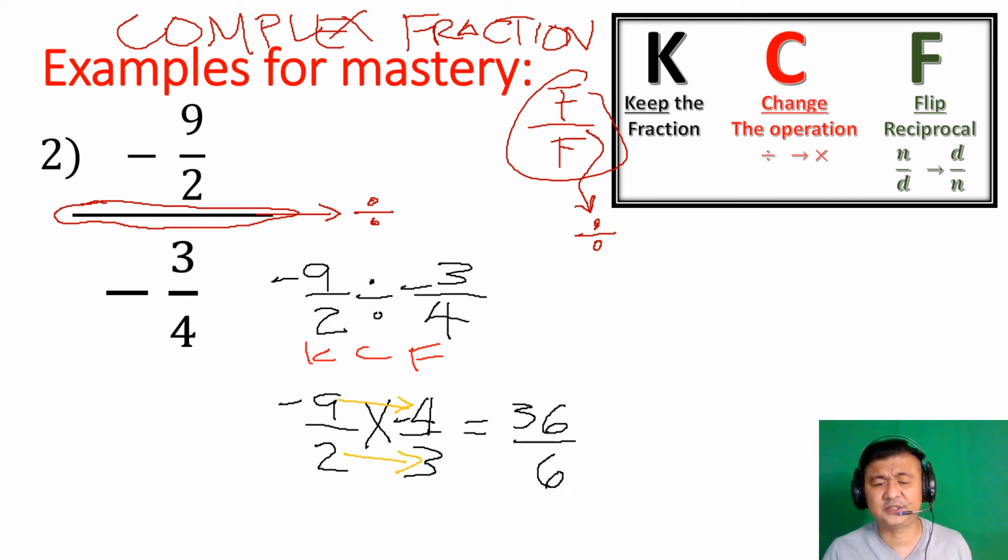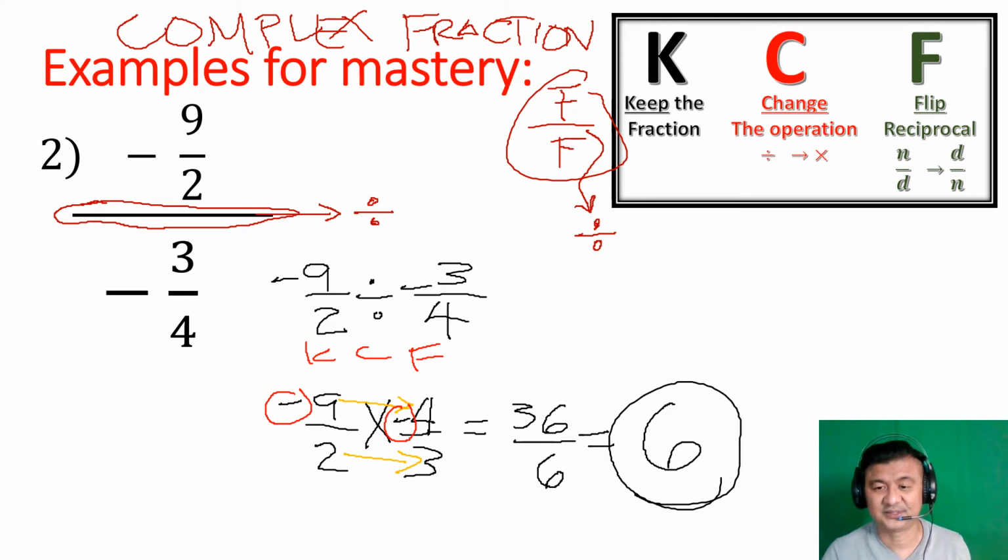Okay, but let's just deal with the signs now. Negative and a negative. So same signs, positive. So we know it's positive. So okay, the answer will be positive, but this is an improper fraction. How many 6 can you get in 36? Yes, the answer is a whole number 6. Okay, next, let's move on.